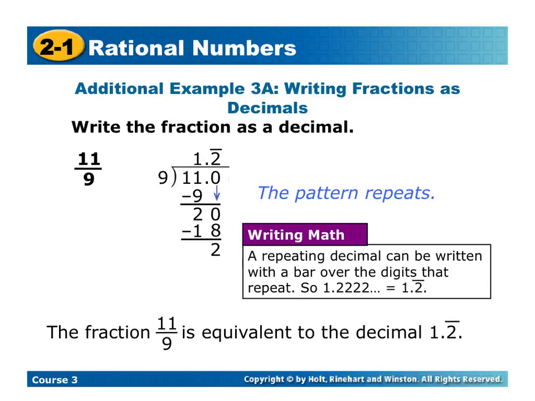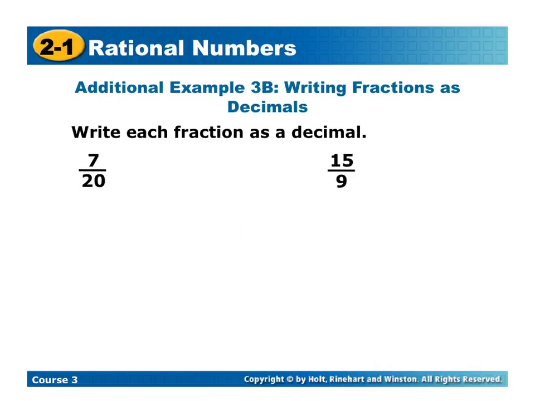Decimal points are lined up, much like when we're adding or subtracting. And we're just continuing down. Here, that 2 is going to keep repeating, making it 20, so that's why it ends up with a bar. So the fraction 11/9 is equivalent to the decimal 1.2 repeating. And that bar is what we use to indicate the repeating decimal. Now let's try a couple out.